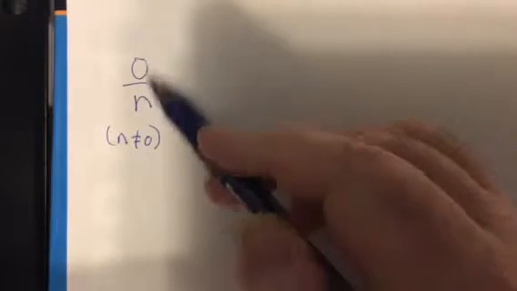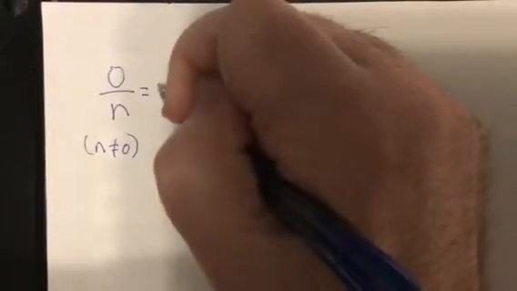So if I have 0 over a number, but the number is not 0, so 0 over 1, 0 over 2. So 0 over 2 would be like you have nothing, and you want to split that up to share that with a friend. So split, split, split, split. What do you have? Nothing to split.